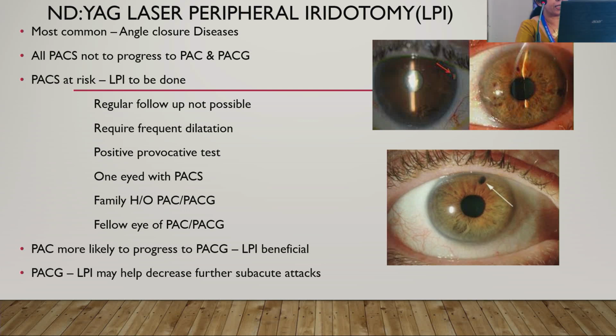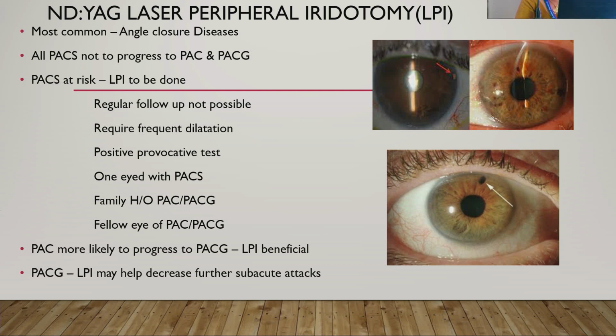The most commonly done one is laser peripheral iridotomy, which is the most commonly used in angle closure diseases. Now the question is whether all primary angle closure suspects need to be treated. All PACS do not progress to PAC or PACG. Therefore, only PACS patients at risk need laser peripheral iridotomy. That is when they require a regular follow-up.